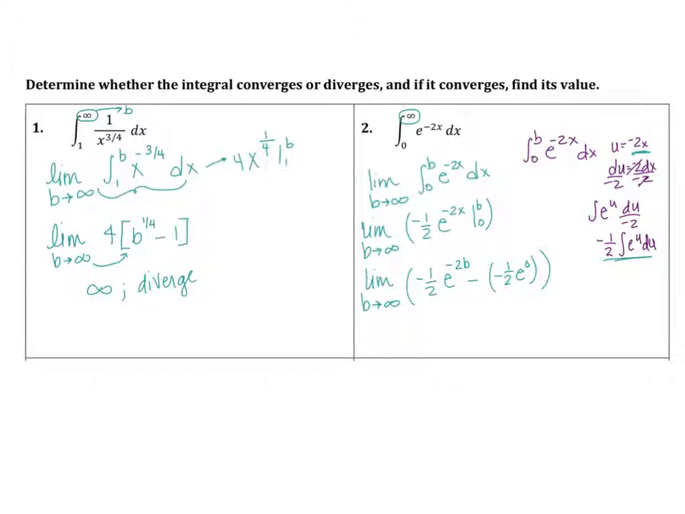And so on this one, that negative exponent, we are going to need to do our reciprocal. So we have here the limit as b approaches infinity of negative 1 over 2 e to the 2b, and then plus 1/2. So notice all of that is going to tend towards 0 as b grows without bound. So it looks like we're going to have 0 plus 1/2, which is just 1/2, and therefore this will converge.